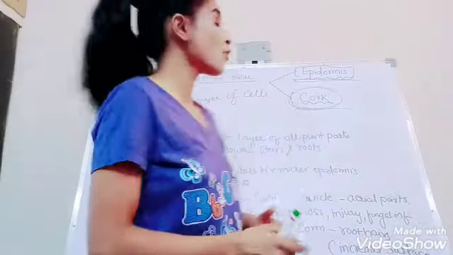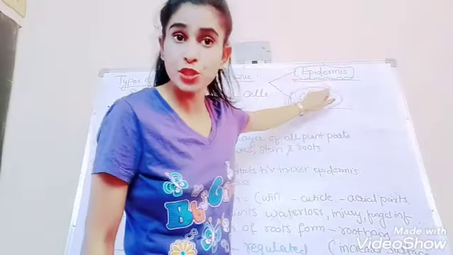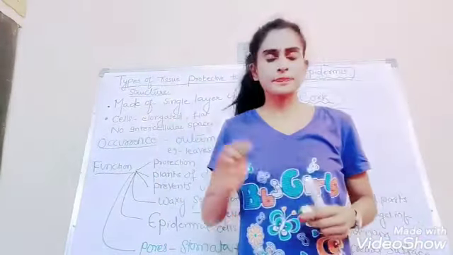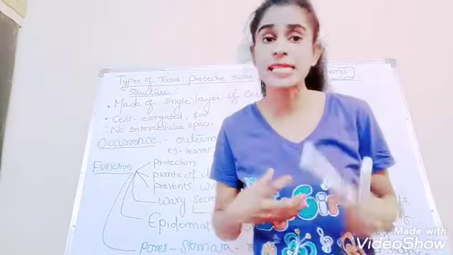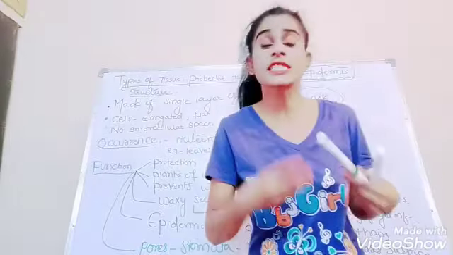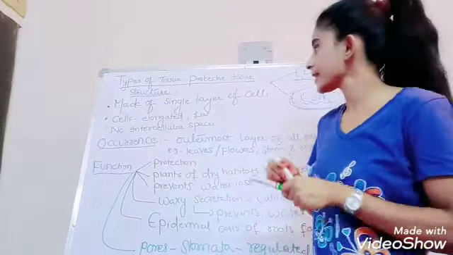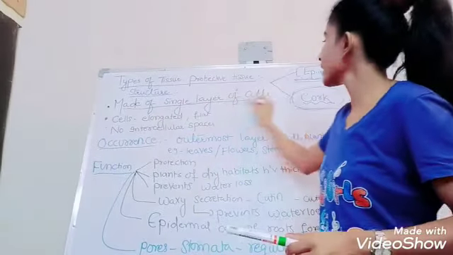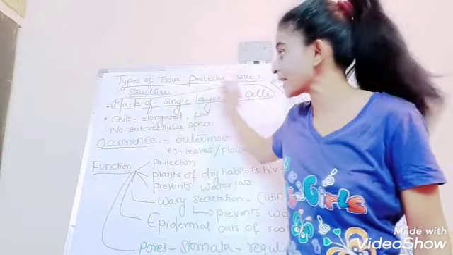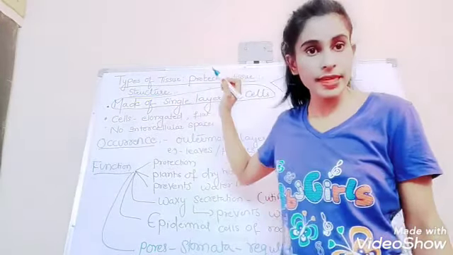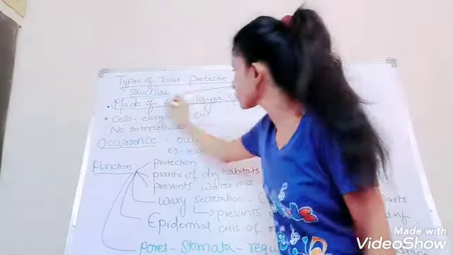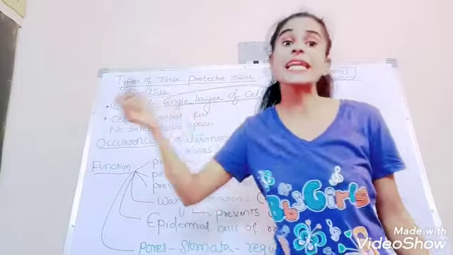So let's move on to the first type of protective tissue, which is called epidermis. How are the epidermis cells? The protective tissue epidermis consists of which type of cells? The first thing is it's made up of a single layer of cells. What does it mean? It's a single layer made up of cells.